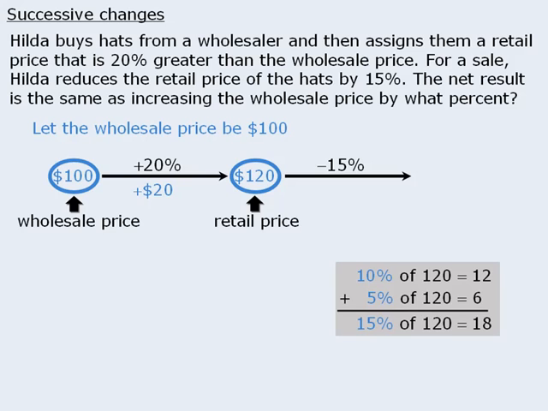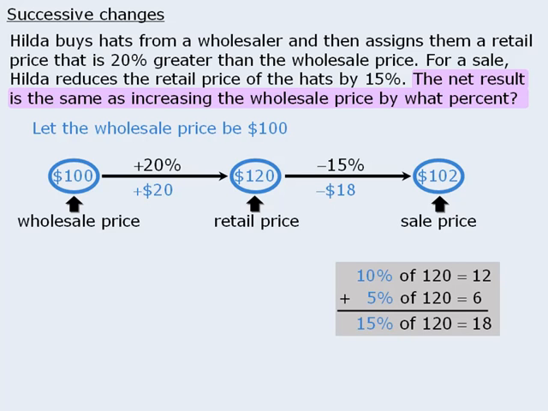This means 15% of 120 must equal 18. So for the sale, Hilda decreases the retail price by $18 to get a sale price of $102. Now the question asks, the net result is the same as increasing the wholesale price by what percent? In other words, we need to calculate the percent change from the wholesale price to the sale price.